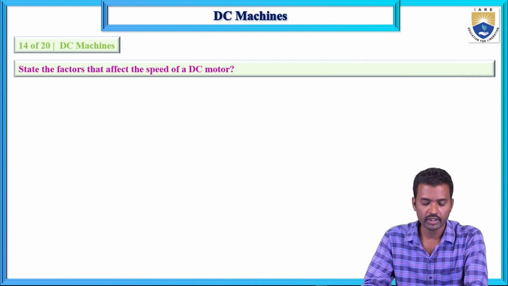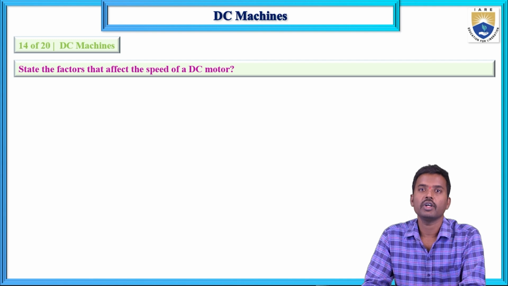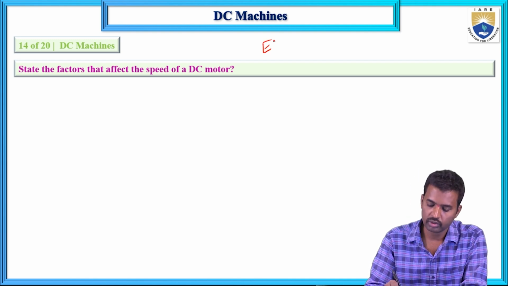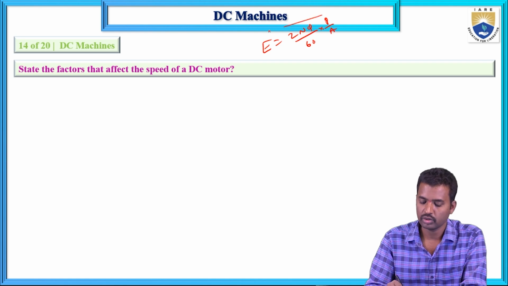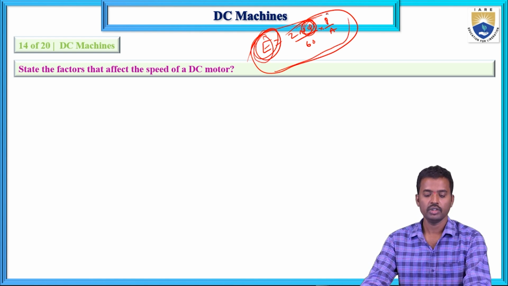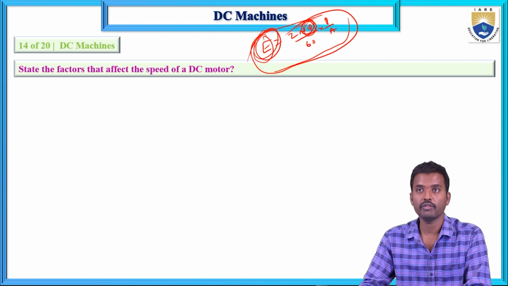Next, state the factors that affect the speed of the motors. So what are the factors which affect the speed of the motor? E equals ZNφ by 60 into P by A. So here the induced EMF and flux are the main factors. These are the main effects on the speed of the motor.